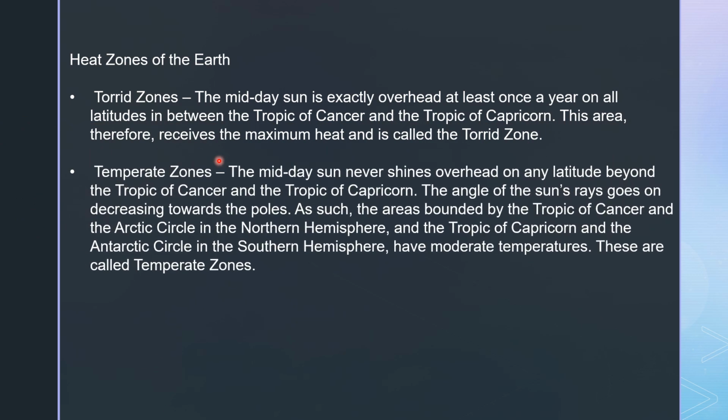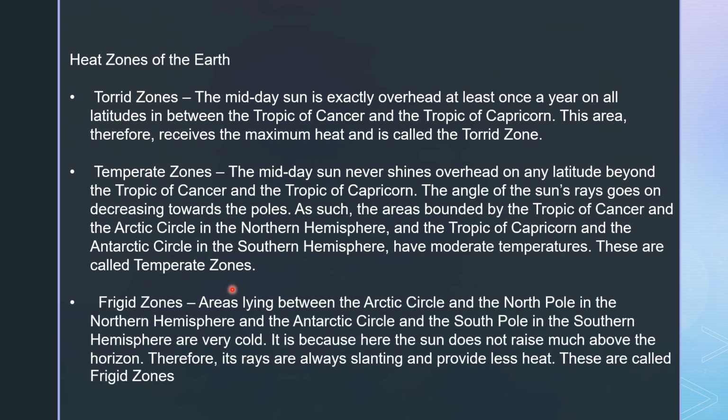Temperate zone. The midday sun never shines overhead on any latitude beyond the Tropic of Cancer and the Tropic of Capricorn. The angle of the sun's rays goes on decreasing towards the poles. As such, the areas bounded by the Tropic of Cancer and the Arctic Circle in the northern hemisphere, and the Tropic of Capricorn and the Antarctic Circle in the southern hemisphere, have moderate temperatures. These are called temperate zones.